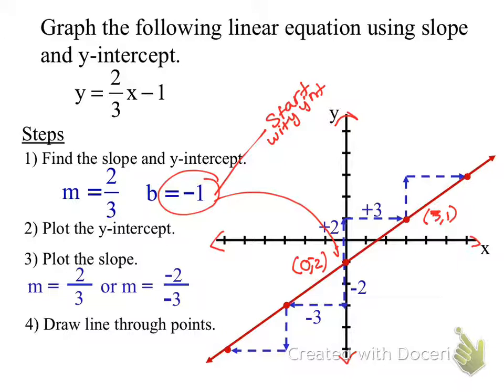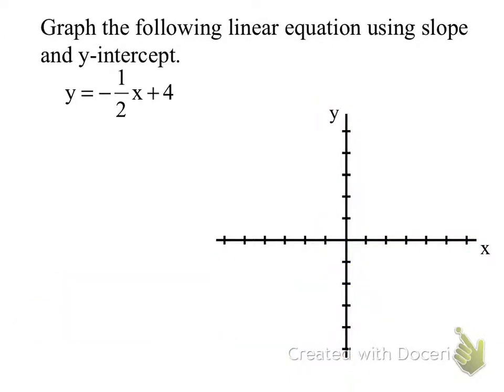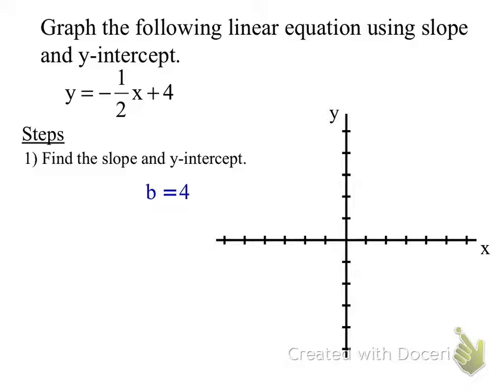Okay. Let's try another. All right. You guys want to pause it, and why don't you try this one on your own? Don't forget, identify your m and your b. All right, let's check our work. We're starting at 4. And then our slope is, we have to identify both. I want to see them both next to your graph. I want to see the equation, the slope, and the y-intercept.